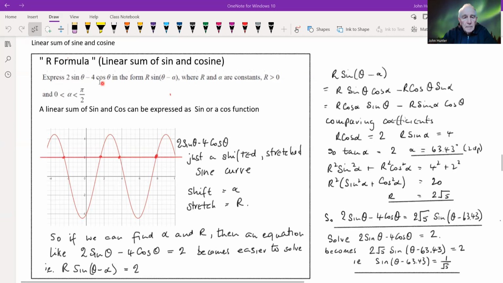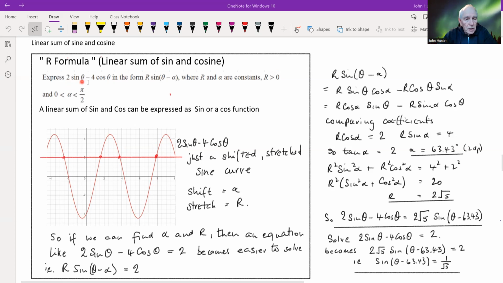Now, this is also handled under something called the R formula. It's generally called the R formula in A level teaching because it alludes to the method by which these are resolved. The name doesn't say what it's about terribly well, but that's what we tend to use in common usage. So, okay, let's have a look at what we're talking about here.